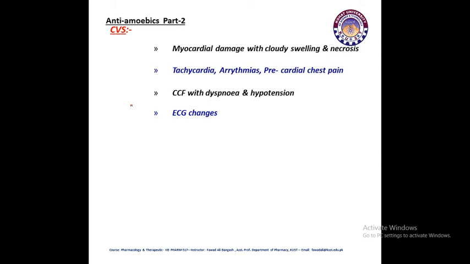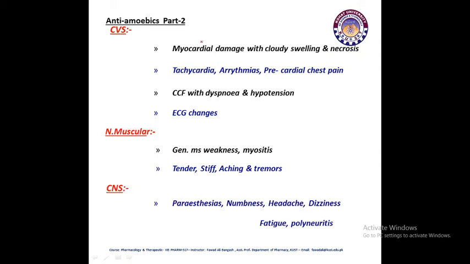Neuromuscular: generally muscle weakness, myositis, tender stiffness, itching, and tremors. So on the CVS there are different adverse effects like tachycardia, arrhythmia, precordial pain, cloudy swelling, congestive cardiac failure with dyspnea, and changes in the ECG. General muscular weakness, myositis. At the CNS it causes paresthesia, numbness, headache, dizziness, fatigue, polyneuritis.